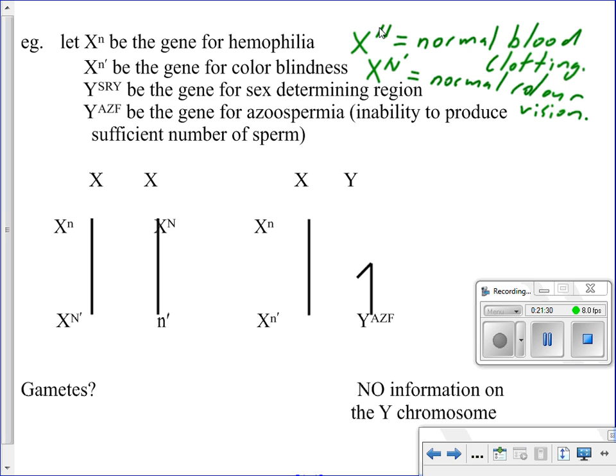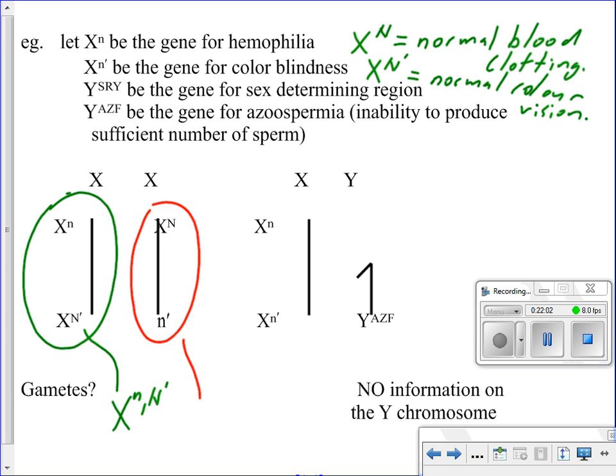Here I'm just showing the female X chromosomes, and I'm showing on this first chromosome the two different traits for blood clotting and for color vision. And we can see the gametes that would be produced if we have this first chromosome. We would have one gamete that has the defective version for blood clotting, but the normal version for color vision. And on the other chromosome that will end up in the other half of the gametes, we will have the X chromosome that has the normal allele for blood clotting and the defective allele for color vision.